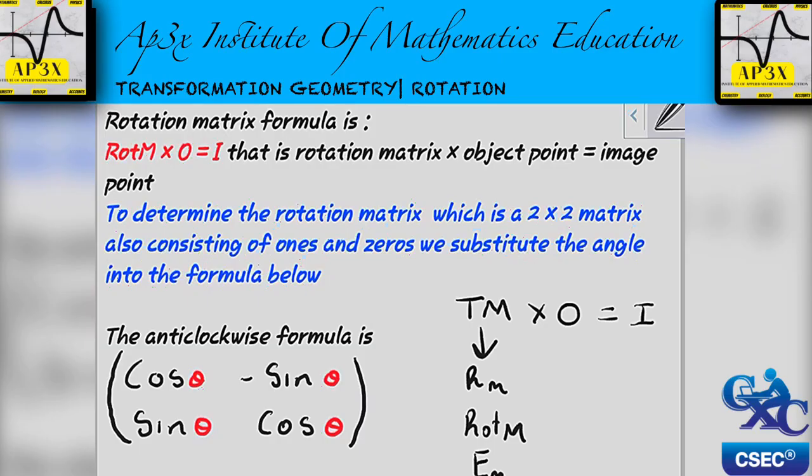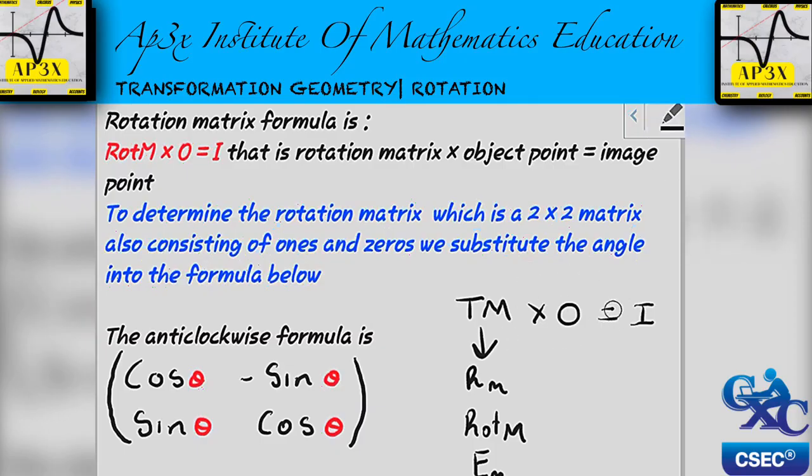Now bear in mind that translation is a completely different concept from rotation, reflection, and enlargement, because with a translation it goes through a slide and glide, but with reflection it goes across a line. With rotation it goes through an angle. With enlargement it is affected by a scale factor.